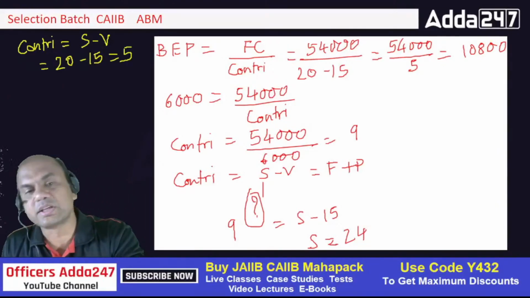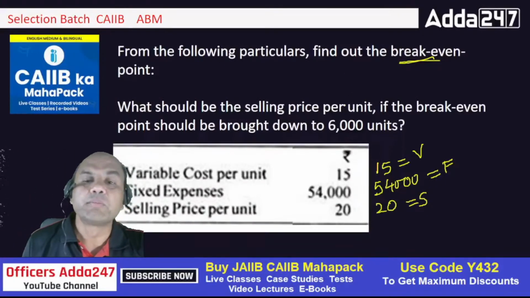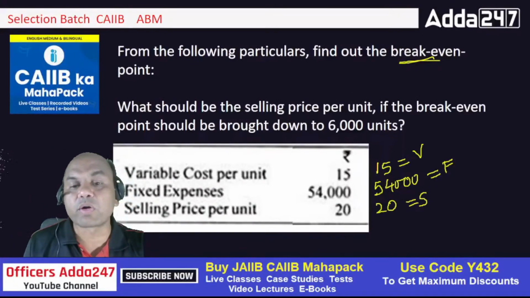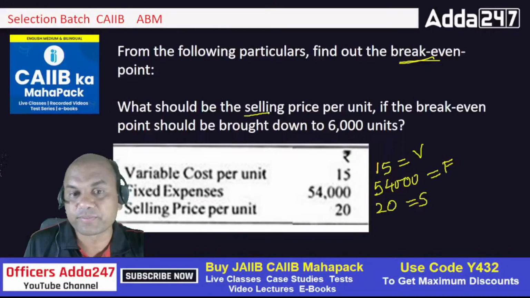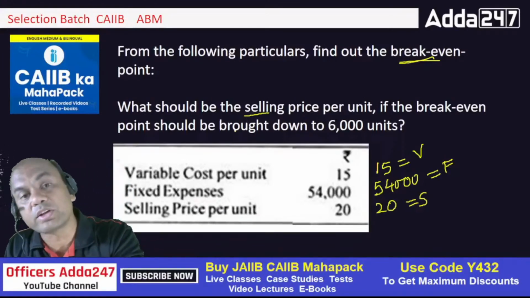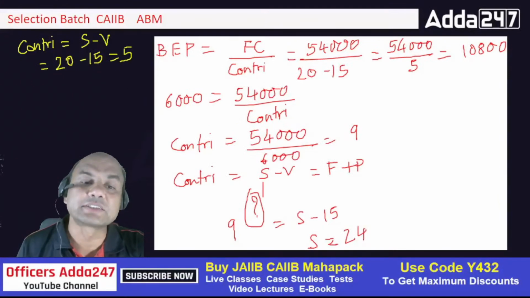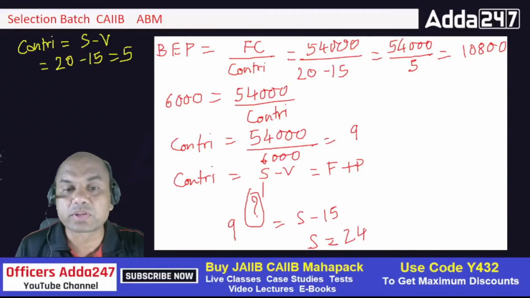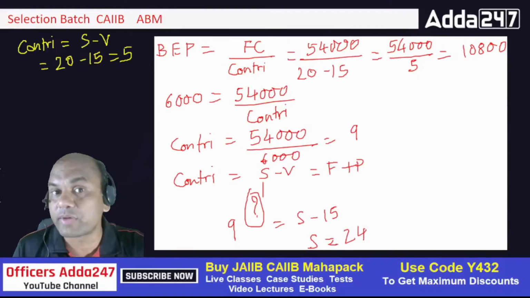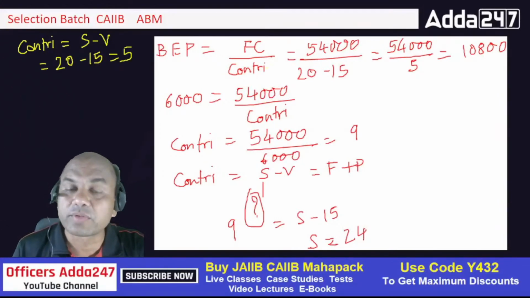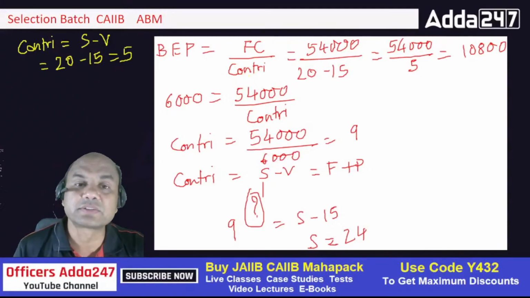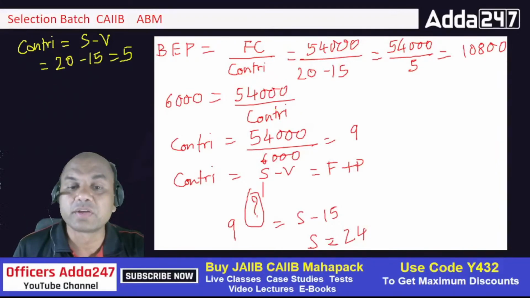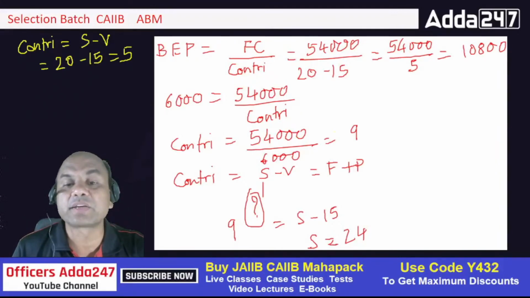Now what is the next question here? The first question was this BEP, done. But if the break-even point should be brought to 6,000 units, what should be my selling price? In that case, I'll have to work on the reverse formula now. BEP I'll write as 6,000. Fixed cost is 54,000. I don't know the contribution now, because the contribution has changed, as I want a different selling price. I'll keep the contribution on the left side and bring 6,000 over here. So 54,000 upon 6,000 is equal to 9. Okay. So contribution equals 9.